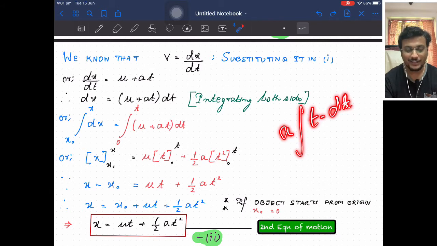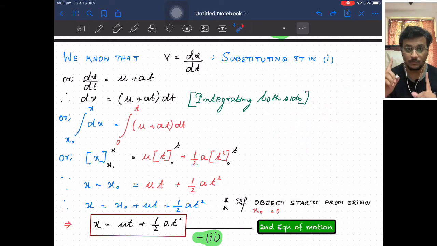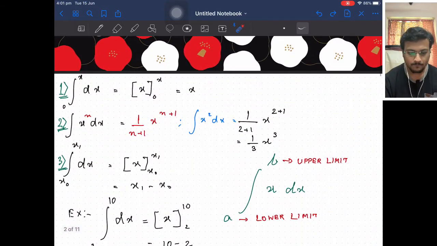Now this is a very simple kind of integration. We have integration of t to the power of 1 into dt. But what's the formula? So let's move back to the first page. Hopefully you can see this formula. Integration of a function to the power n is written as t to the power n plus 1 divided by n plus 1. What does it suggest? It means that we had a into integration of t dt. So we can write it like this.